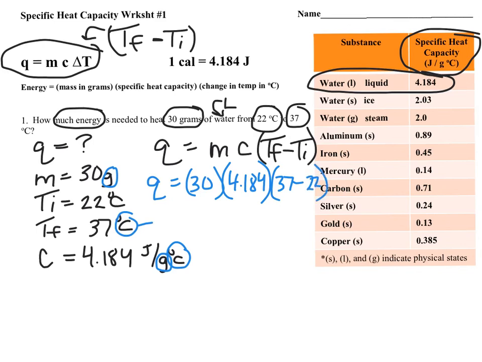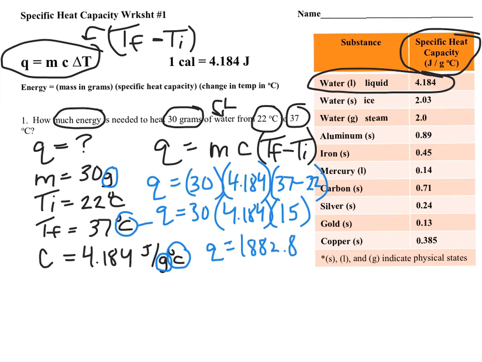All right, now throwing that in the calculator, if I do 37 minus 22, I end up getting a 15 here. And then if I want to multiply all of those together, 15 times 4.184 times 30, multiply all three of them together, I end up getting my energy equal to 1,882.8. Now the question is, what units should this be in?